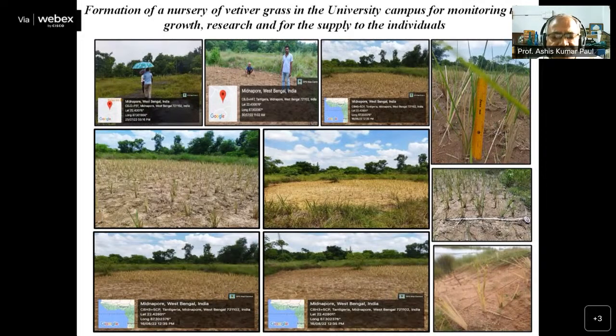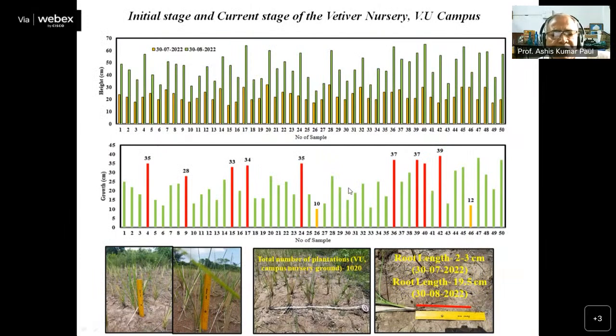And here you can see our nursery of the vetiver grasses, which was established in our Vidyasagar University. This is the ground, and this is the plantation, and this is the current stage of the growth. These are the geotech photographs of this area. And Professor Ghosh and Samson Nabi and Dr. Jyoti Shankar Bandyopadhyay, myself, and Professor Prakash Kormokar and Dr. Nirmal Mahato, so all our team were totally engaged. And ultimately, we have monitored the growth rate of the vetiver grasses. You can see the initial stage and the current stage of the vetiver nursery in Vidyasagar University.